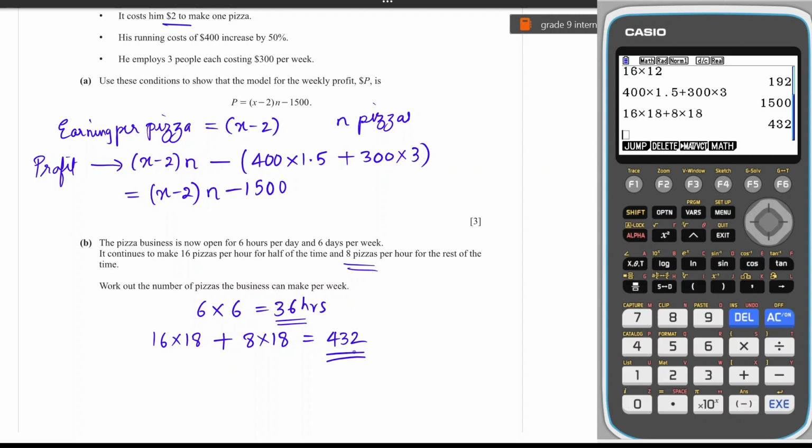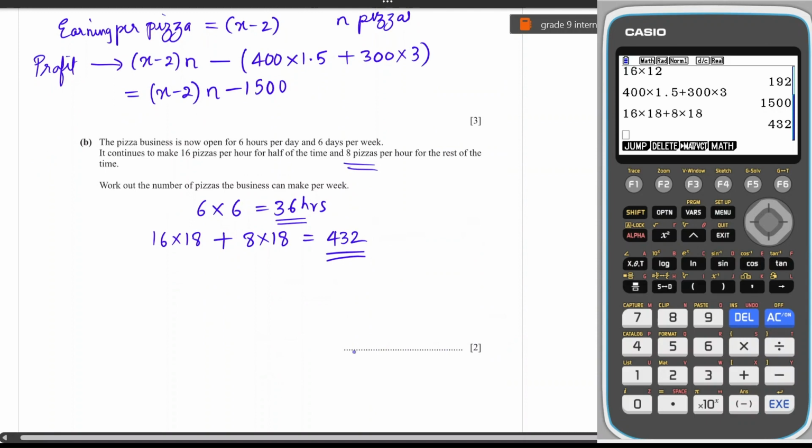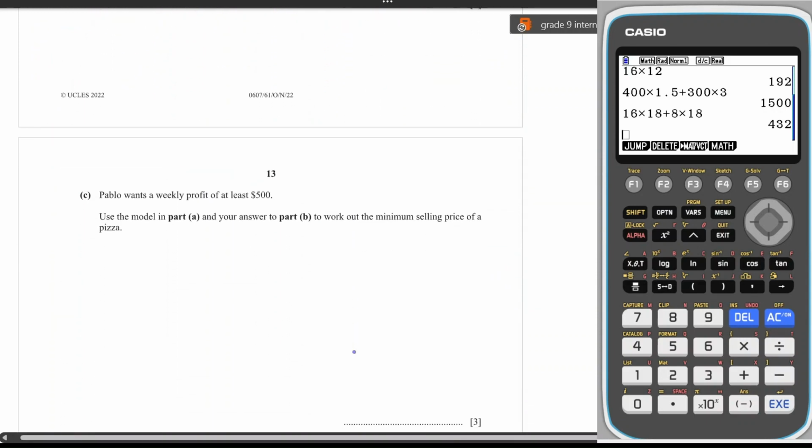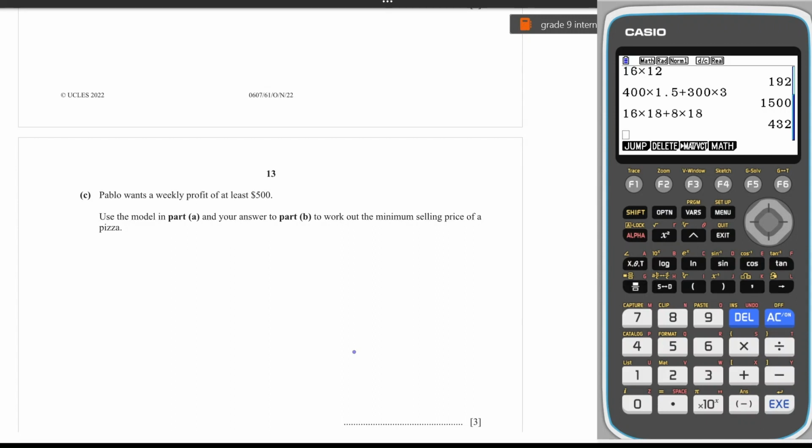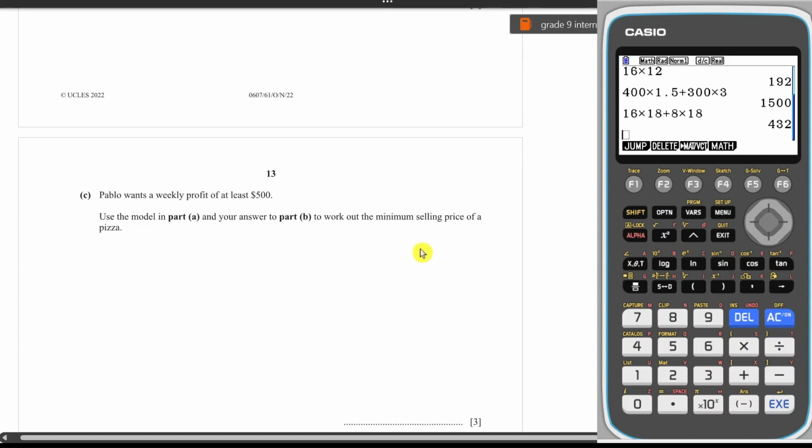So per week he will make 432 pizzas. Moving on to the next question, the C part. He wants a weekly profit of at least $500. Use the model in part A and your answer to part B to work out the minimum selling price of a pizza.